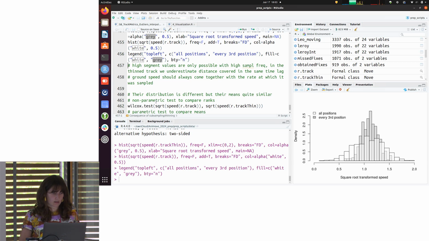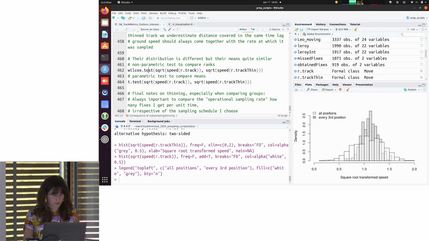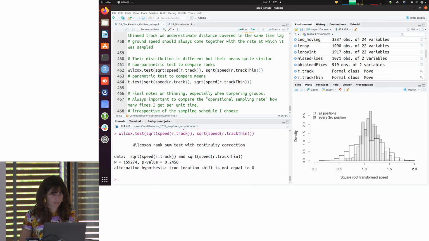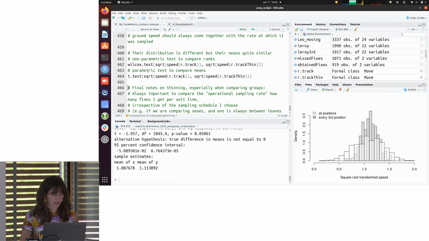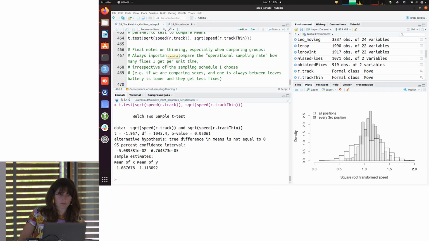And this is just showing again the same. So it's quite different, the distribution overall is different, but the mean is quite similar. And this is also the conclusion I made at the end of the presentation.